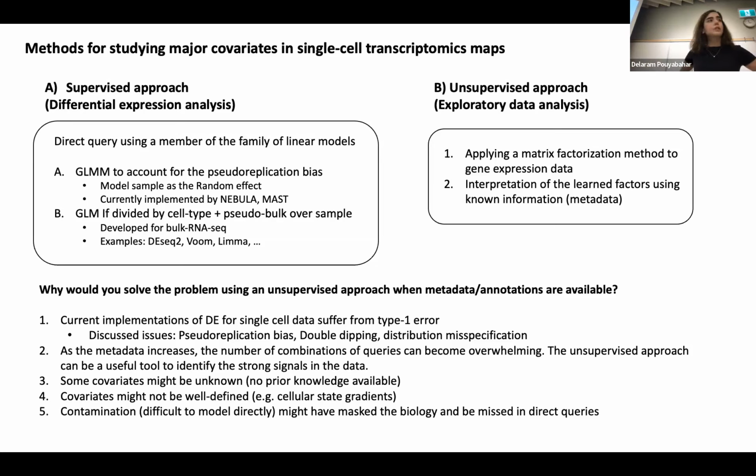And the fifth reason, which is the main focus of the case study that I'm going to walk through, is contamination. Contaminations, at least at this stage of the field, are difficult to model directly, and they can potentially mask the biology and lead to inaccurate results when you're approaching the problem using direct queries. Okay, let's go.